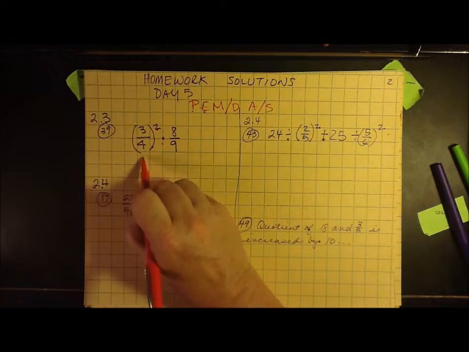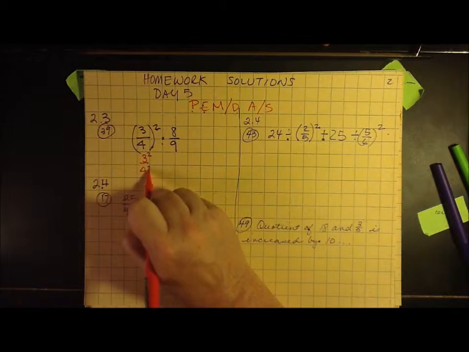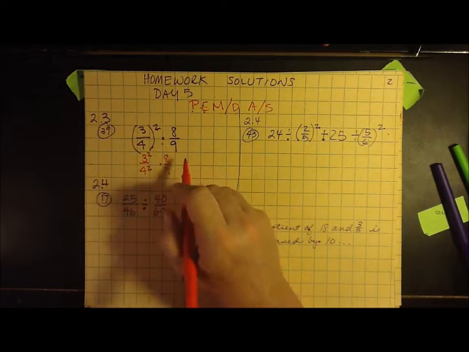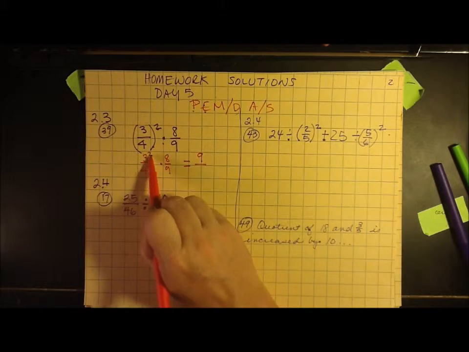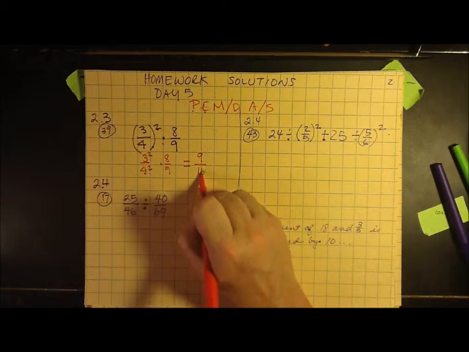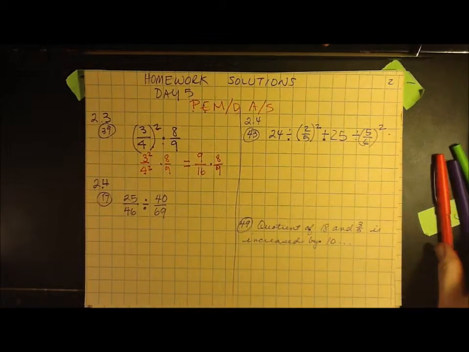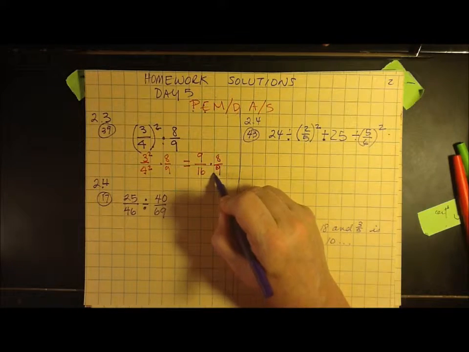the parentheses. So this is the same as 3 squared over 4 squared times 8 over 9. And that equals 9, which is 3 squared, 4 times 4 is 16, times 8 over 9. And now I get to cancel. I like to cancel. It makes me happy.